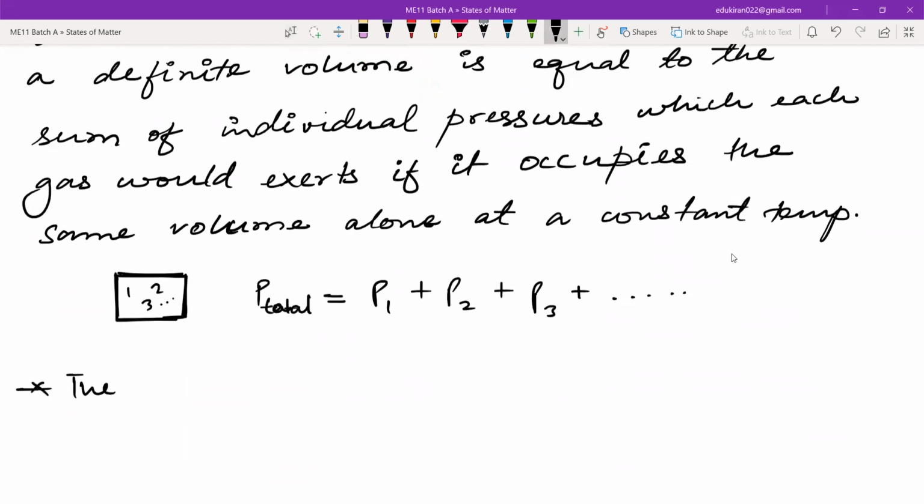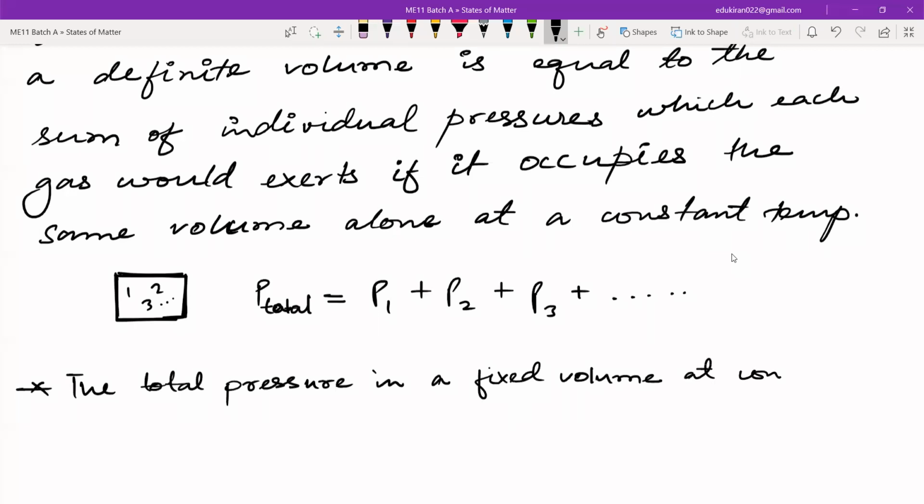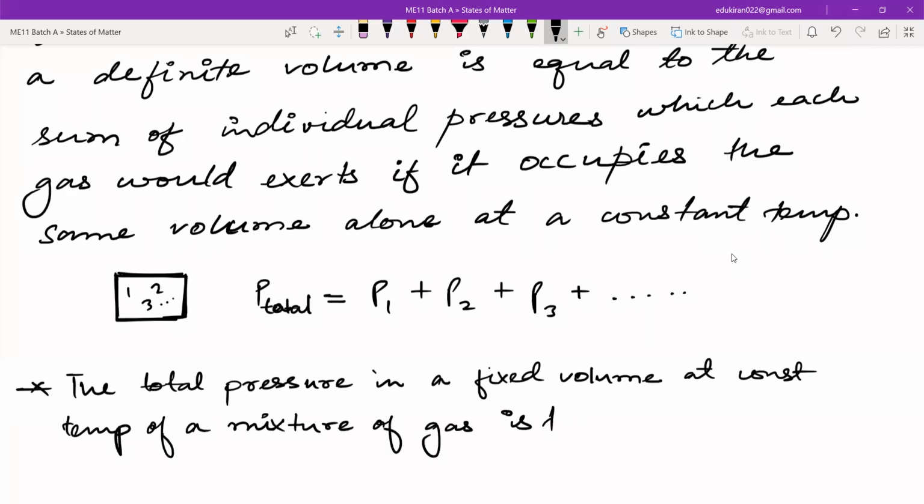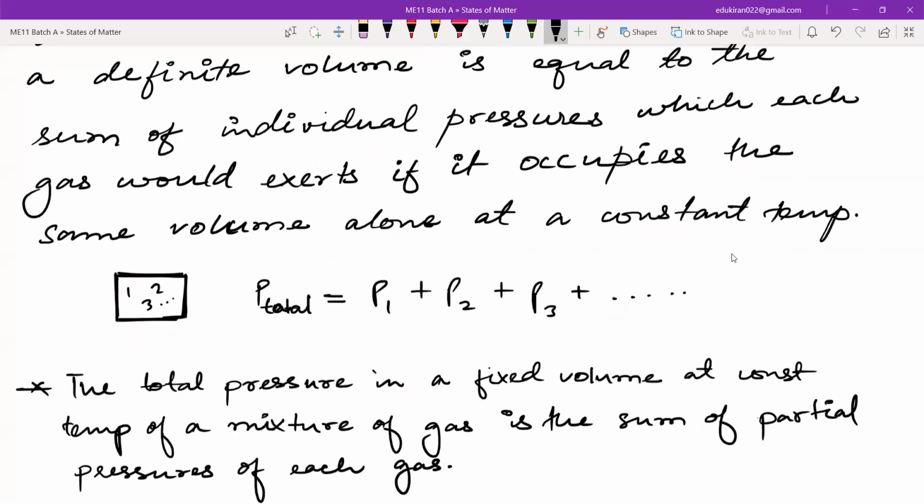You can write the total pressure in a fixed volume at constant temperature of a mixture of gas is the sum of partial pressures of each gas. Okay, sum of partial pressures of each gas.